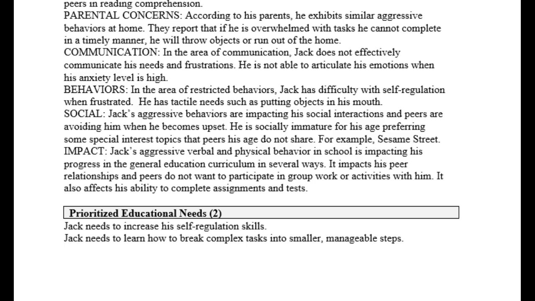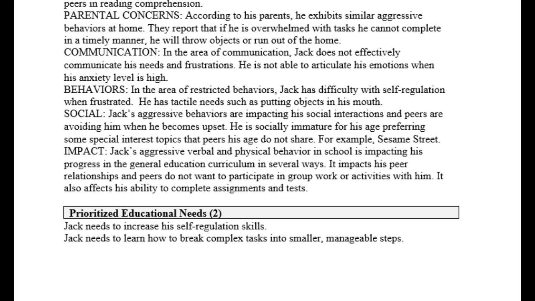And then the impact statement. Make sure that you're talking about how the disability, the characteristics of the disability, are having an impact on access to the general education curriculum and the general education environment. So Jack's aggressive verbal and physical behavior in school is impacting his progress in the general education curriculum in several ways. It impacts his peer relationships, and peers do not want to participate in group work or activities with him. It also affects his ability to complete assignments and tests.